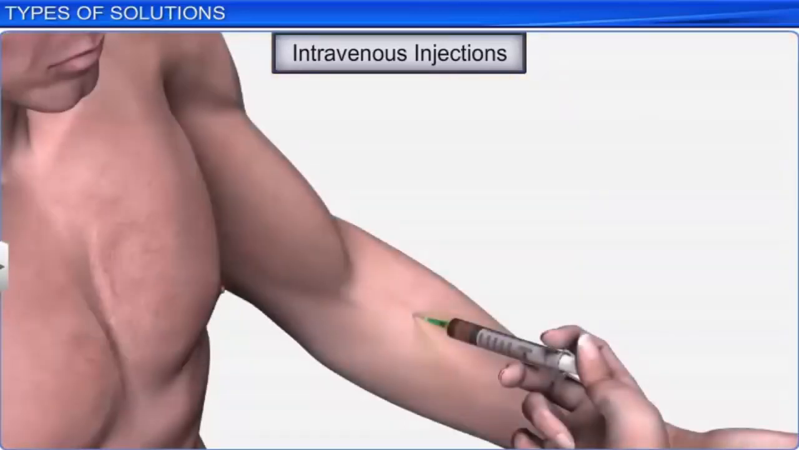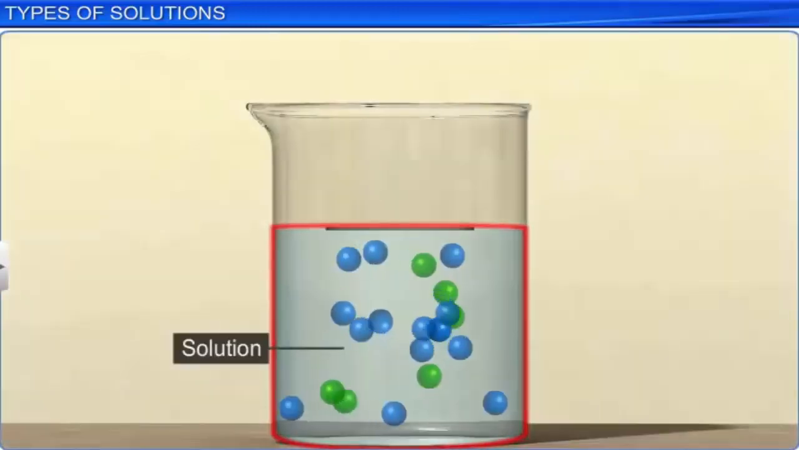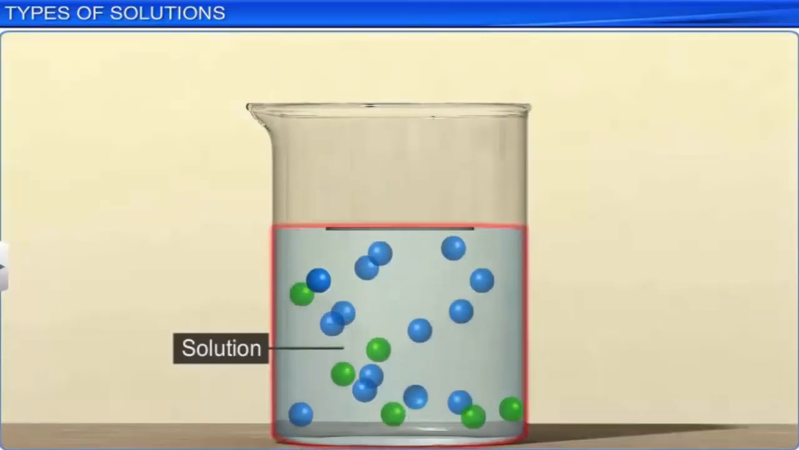A solution is defined as a homogeneous mixture of two or more chemically non-reacting substances whose composition can be varied within certain limits. A homogeneous mixture is one in which the composition and properties are uniform throughout.